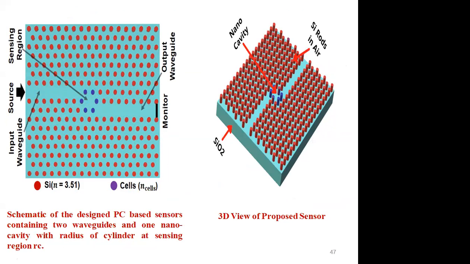That is known as what? Point defect, right? So you can see this figure, right? The base is silicon dioxide. Again, all these can be fabricated using VLSI technology.